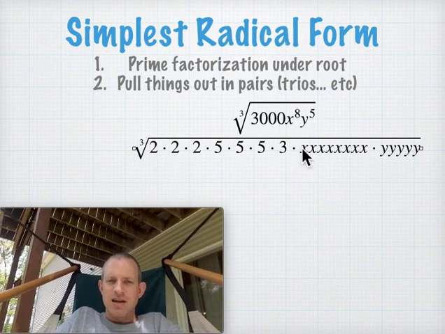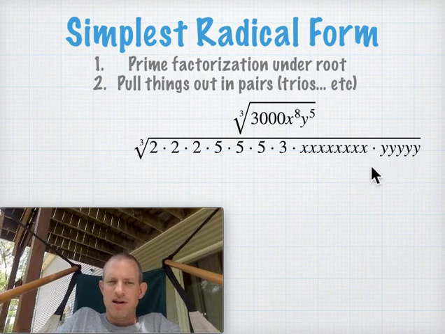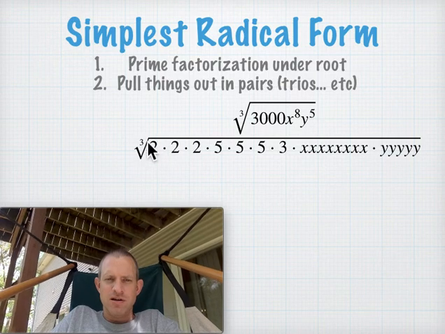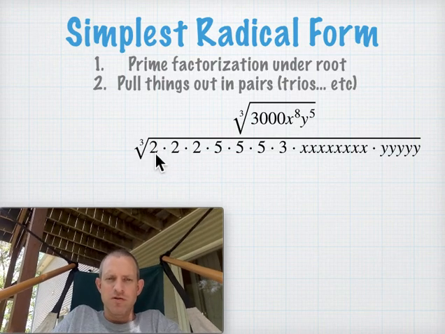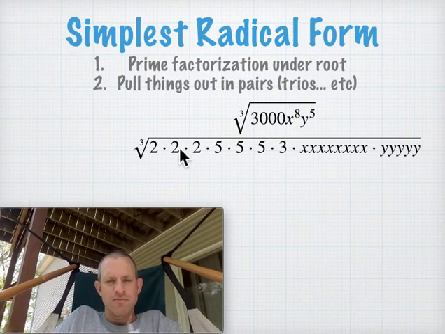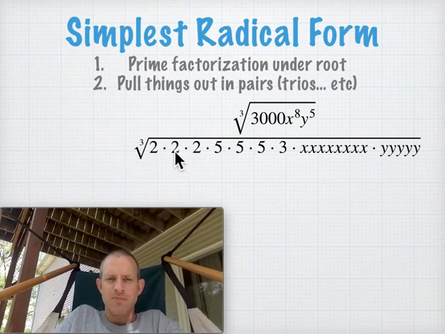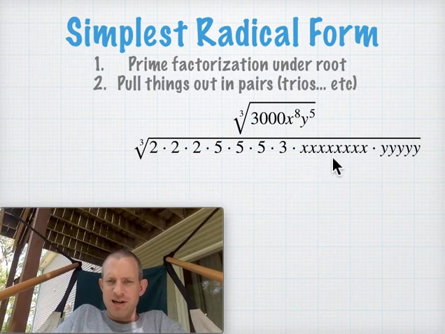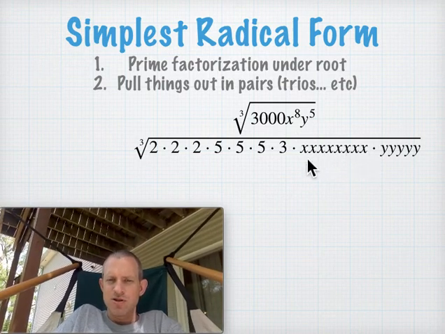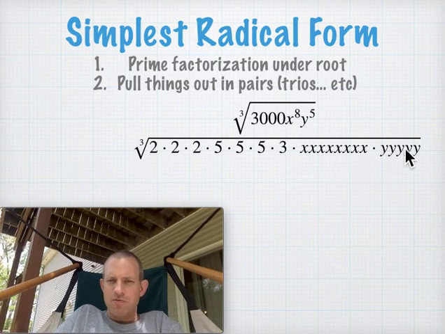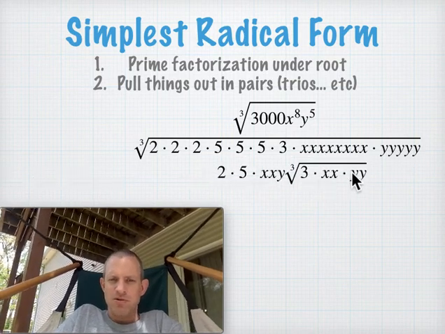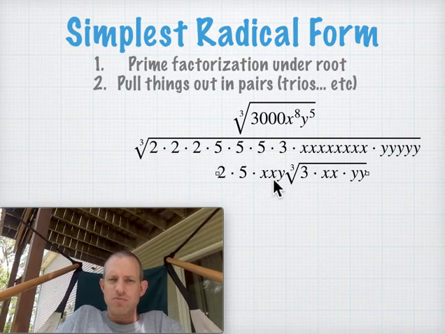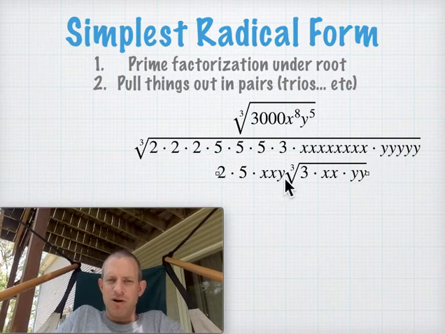X to the 8th is a bunch of x's. Y to the 5th is a bunch of y's. And this being a cube root problem, I'm going to try to find groups of 3, because the cube root of 2 times 2 times 2 would be the cube root of 8, which would be a 2, and I could pull that out. Here's another group of 3 5s. Here's a couple groups of 3 x's. Looks like I can pull 2 of them out. And there's one group of 3 y's. And so when you start pulling everything out, I had a group of 3 2's, a group of 3 5's, 2 of the groups of x's, and one group of 3 y's.